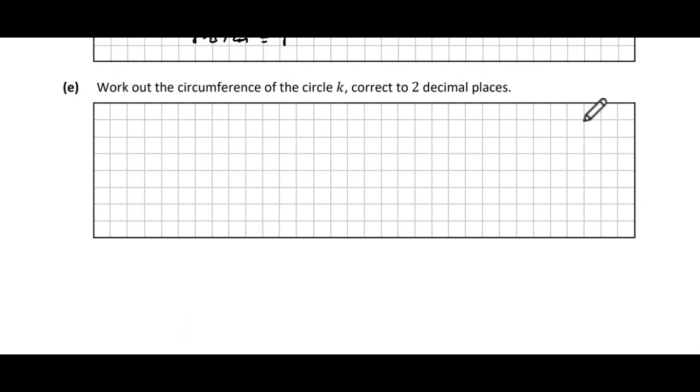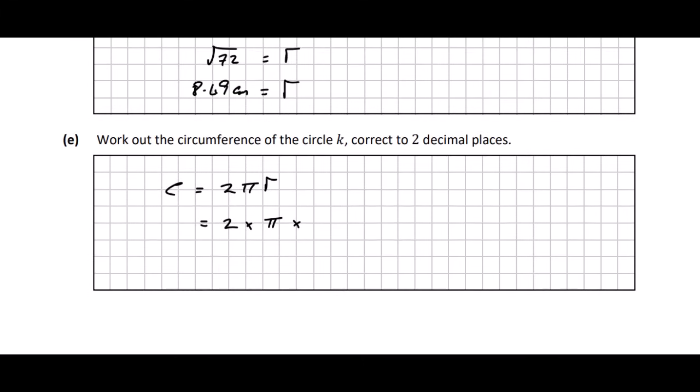Now, last one I think here, work out the circumference of circle K. So the circumference, again, this is a formula in your tables, is 2 times pi times R. So that's going to be 2 times pi times the answer in the previous section here, which is 8.49.